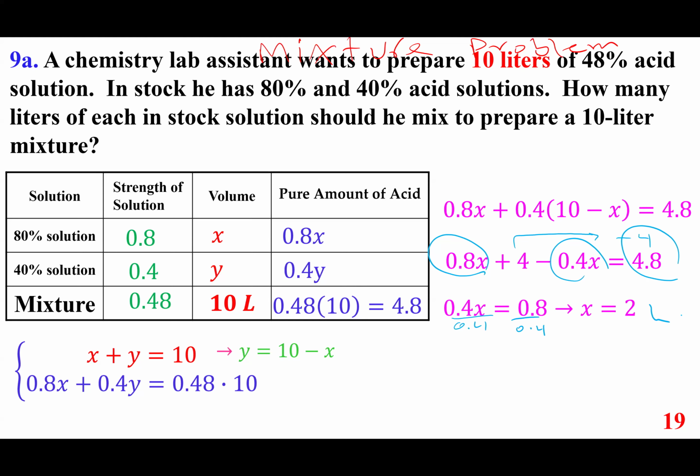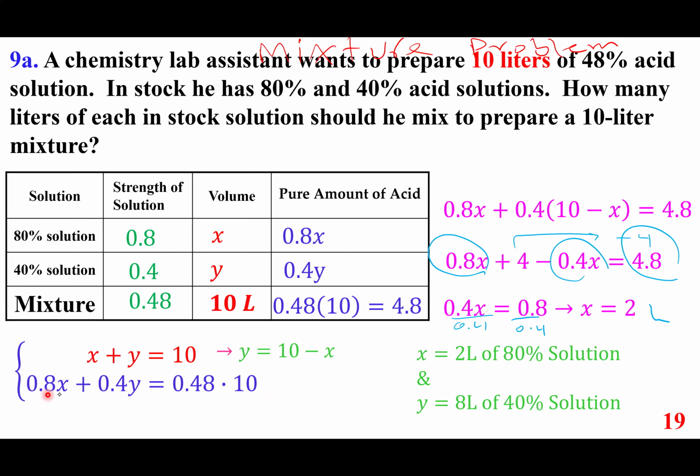Now, we want to make sure we have answered everything. If x is 2 liters, that means 2 liters of 80%. What should y be? If they add up to 10, y must be 10 minus 2, 8 liters of 40%. Now, please understand, I used the first equation to find the missing one, and I'm going to leave it for you to check. To check, you have to use this one.